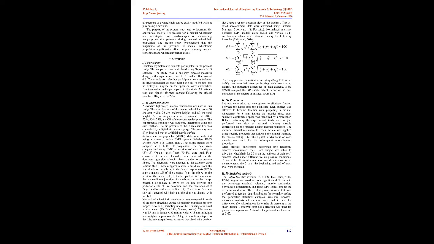The present study hypothesized that the magnitude of tire pressure for manual wheelchair propulsion significantly affects upper extremity muscle recruitment and wheelchair perturbations. 2. Methods. 2.1 Participants. Fourteen asymptomatic subjects participated in the present study. The sample size was calculated using G*Power 3.1.3 software. The study was a one-way repeated measures design, with a significance level of 0.05 and an effect size of 0.6.